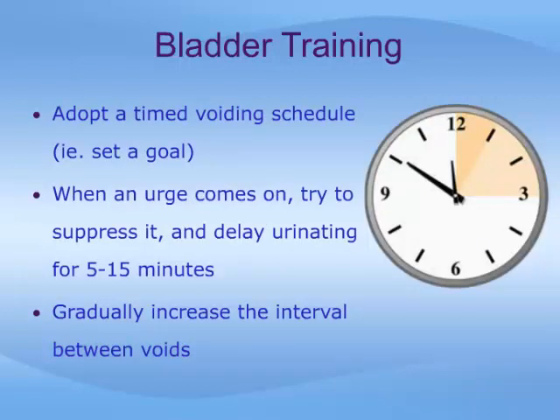Initially, you are asked to adopt a regular schedule of urination. For example, set a goal of only urinating every hour or two by the clock. When an urge to urinate does come on, try to suppress this using the techniques on the next slide. Gradually, you will be able to lengthen the interval between urinations.